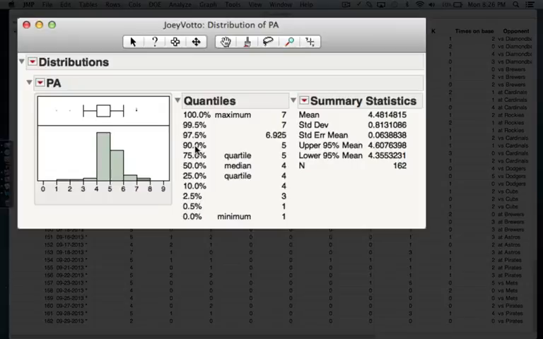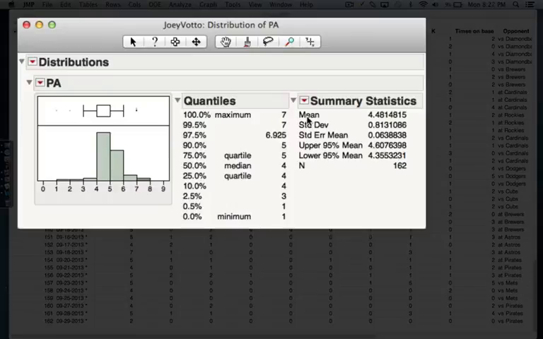For example, let's look at the 90th percentile. This means that 90% of the data falls below that point and 10% falls above. This point is at 5. Likewise, we can look at the 10th percentile. 90% of the data falls above this point and only 10% falls below. The 10th percentile is at 4.